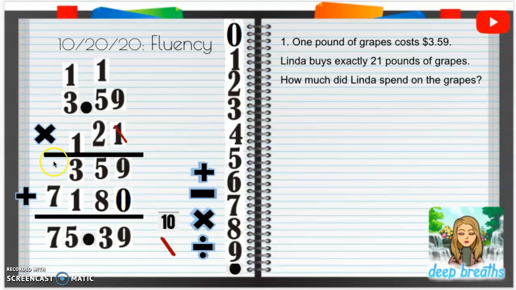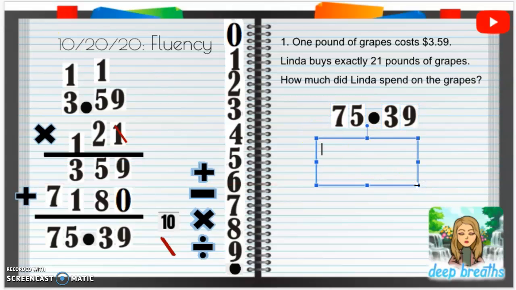So it's going to be $75.39. So I'm actually going to make a copy of this, put it over here. $75.39. I can also add in a text box, and so I can label it. The label is $75.39. That is for her 21 pounds of grapes. Great job.